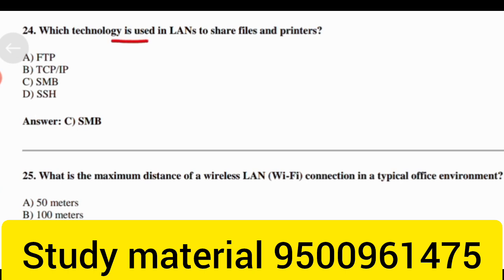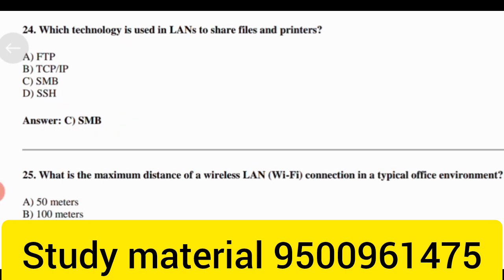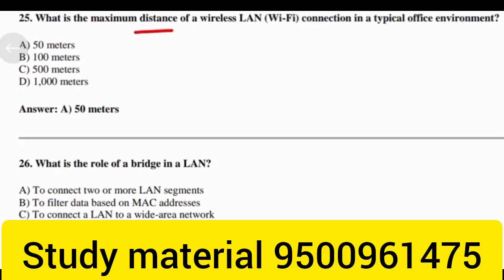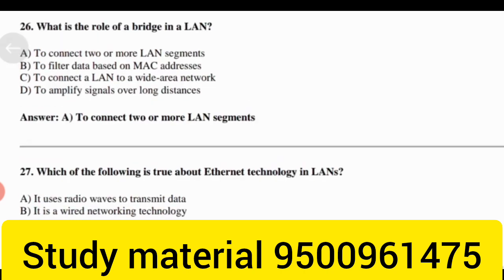Which technology is used in LANs to share files and printers? SMB. What is the maximum distance of a wireless LAN Wi-Fi connection in a typical office environment? 50 meters. What is the role of a bridge in a LAN? To connect two or more LAN segments.